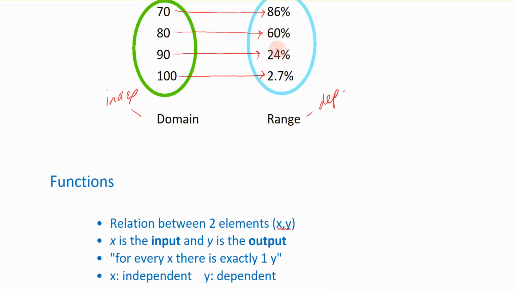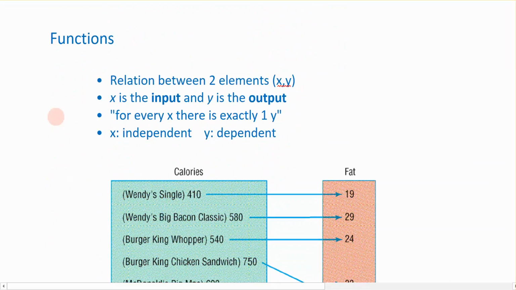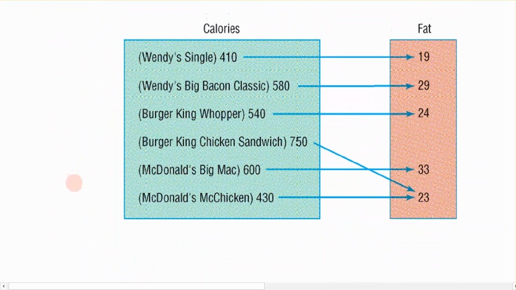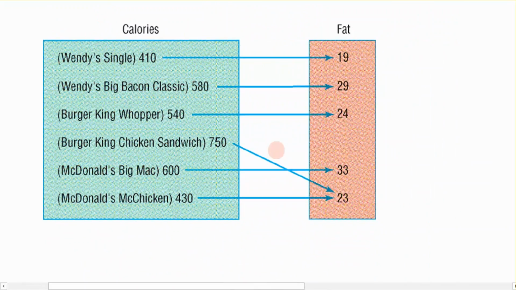And then finally, to define our function, our x values, which is the domain, are considered independent, like we've said, and the y values, which is the range, are considered dependent. Let's look at an example then that's going to help us to determine whether or not the relation I'm looking at is a function. I don't know if it is or not, and while we're at it, we'll talk about domains, ranges, independent and dependent.